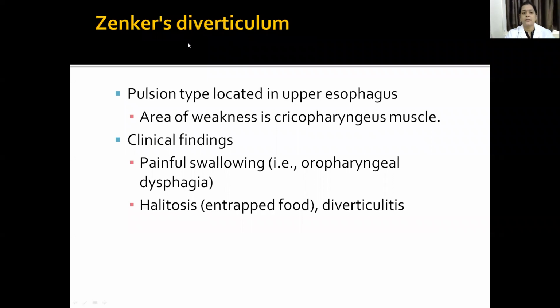Then coming to Zenker's diverticulum, it is at the area of the cricopharyngeus, C5, C6 level, where the cricopharyngeus muscle is weakened, and then part of the esophagus is coming out. So the mucosa and submucosa are out. Now, clinical findings: you find a globus sensation, obviously, because of the outpouching, and then painful swallowing and halitosis because there is entrapped food, and then diverticulitis because of the inflammation which happens because of the food present there.